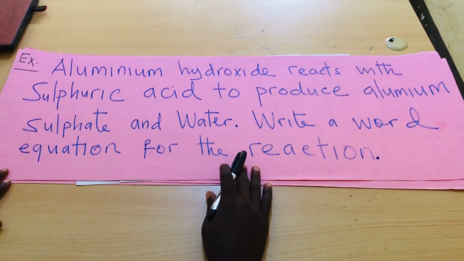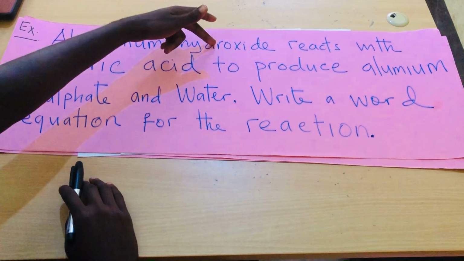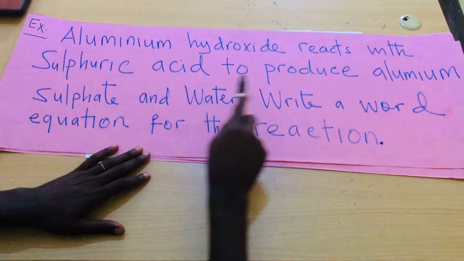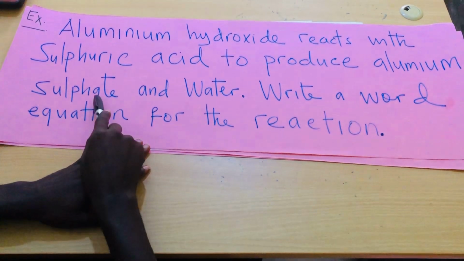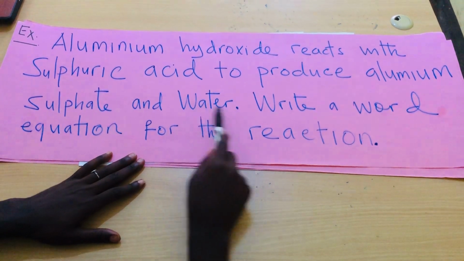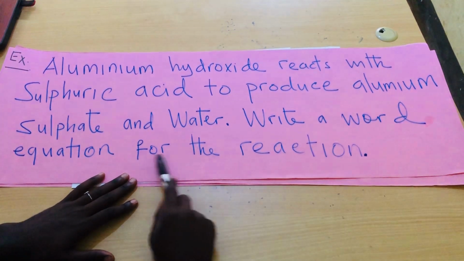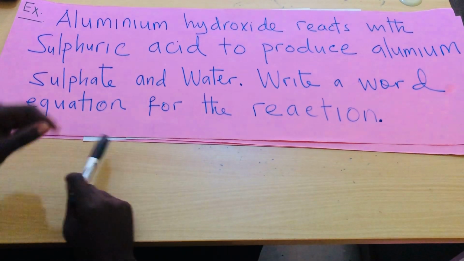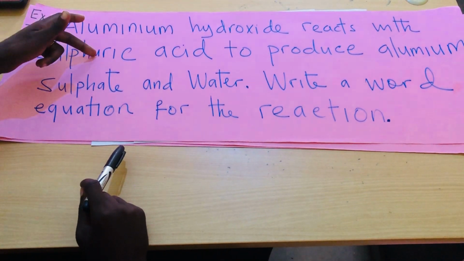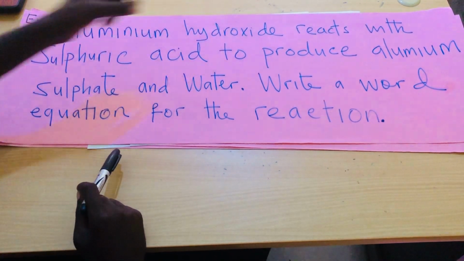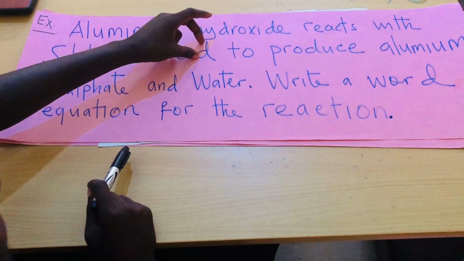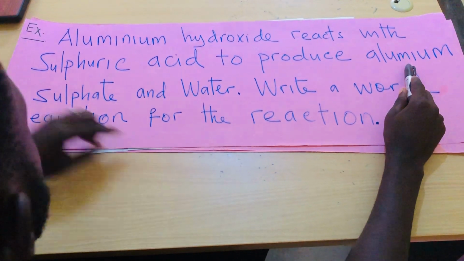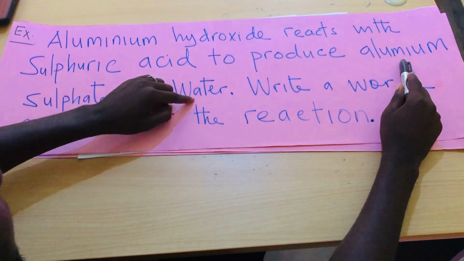Question number 3. Aluminium hydroxide reacts with sulfuric acid to produce aluminium sulfate and water. Write a word equation for the reaction. So aluminium hydroxide is a reactant because it has been reacted with sulfuric acid. So aluminium hydroxide is a reactant, even sulfuric acid is a reactant. So from this equation, product is aluminium sulfate and water.